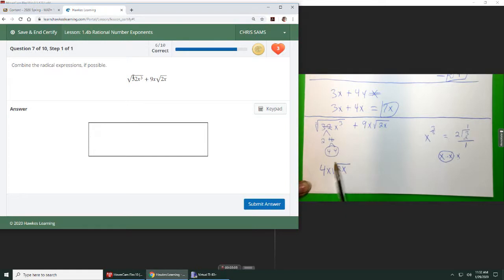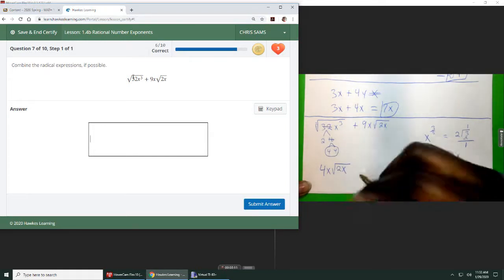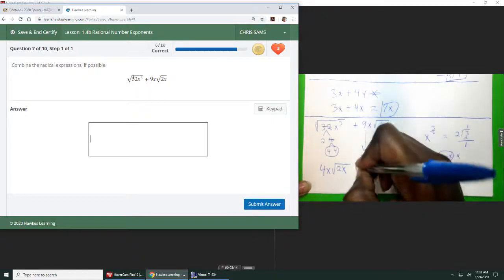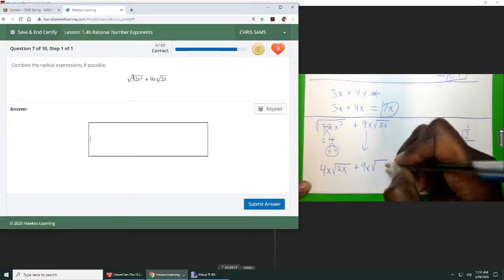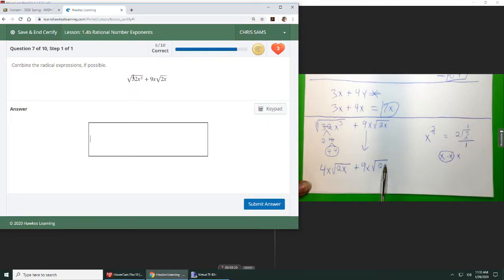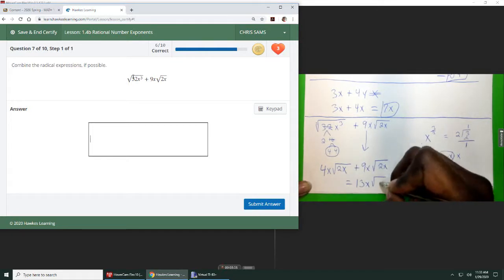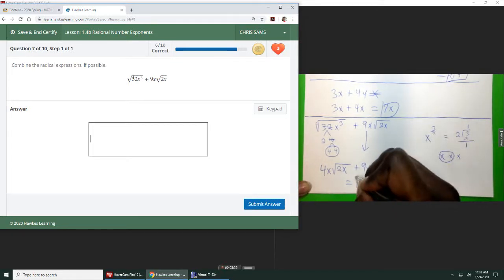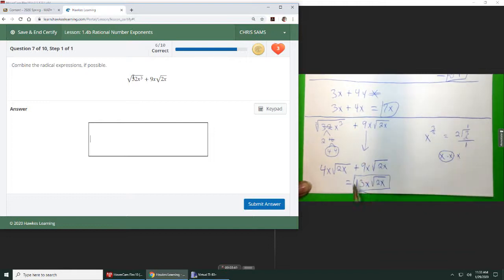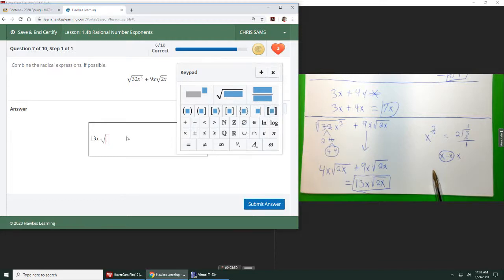Now notice, this is the same as this. Now I can combine these two terms. So I'm going to bring this straight down. Plus 9x times the square root of 2x. This square root of 2x is strictly acting like a variable. We will add the terms out front. So these are the same or like terms. So I can add 4x and 9x. That will give us 13x. And then the square root of 2x will not change. It's just a variable, okay, in our scenario. So 13x times the square root of 2x is what we want. So 13x and then square root of 2x.